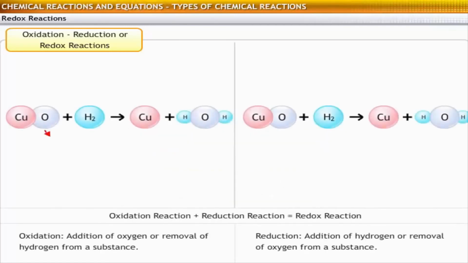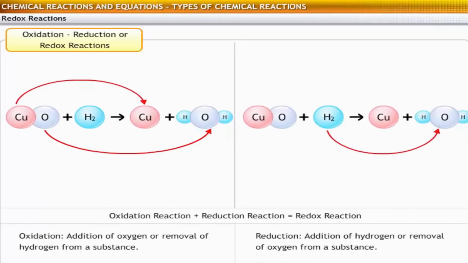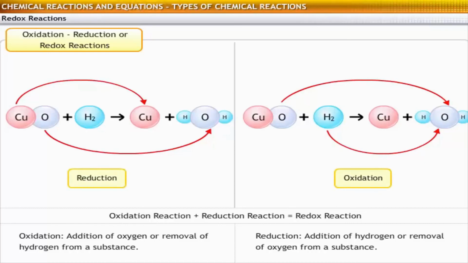In this reaction, the oxygen is removed from copper oxide. Here, copper oxide is reduced to copper. On the other hand, hydrogen is changed into water. That is, oxygen is added to hydrogen. So hydrogen is oxidized to water. Thus, we find that in this reaction, oxidation and reduction occur together. Therefore, it is redox reaction.